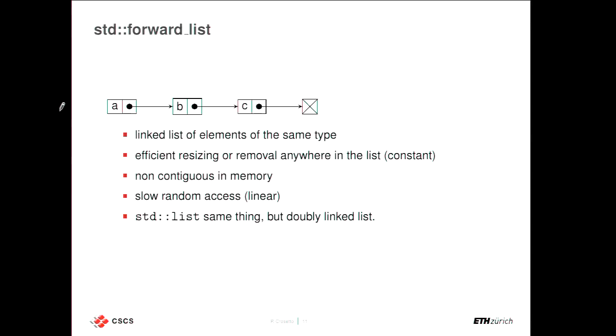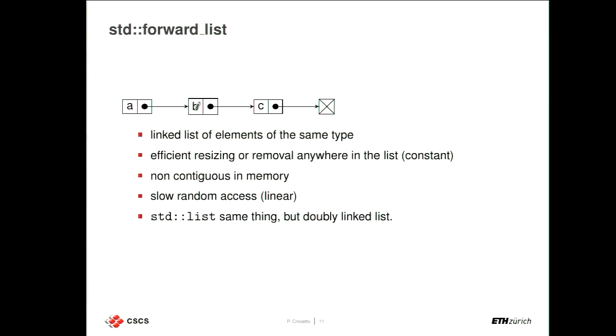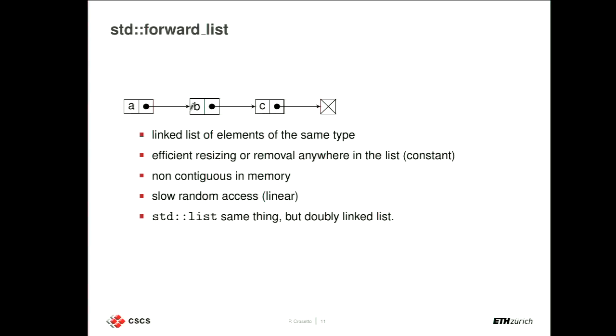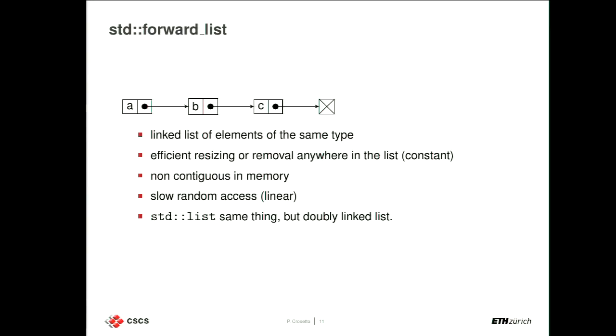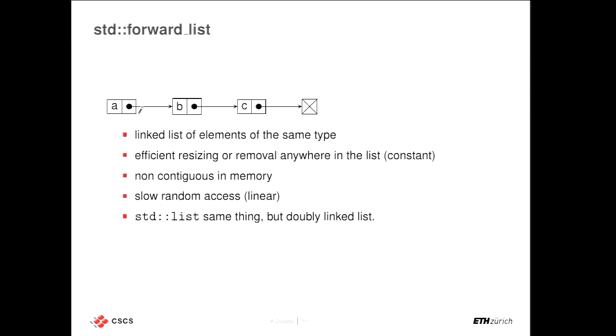Okay, so forward_list is another container. This is a linked list. We have an element and a pointer to the next element. These elements are not necessarily contiguous in memory. So it's efficient in inserting or removing anywhere in the list. It does that in constant time, because it just has to change the pointer. So if you want to remove this one, I just change this pointer.